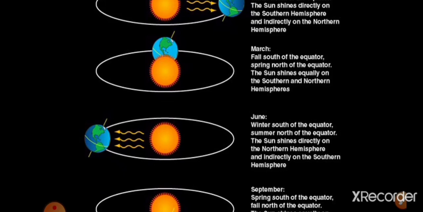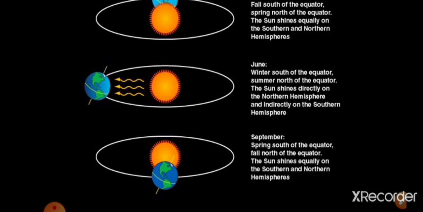So, the sun shines directly on the northern hemisphere and indirectly on the southern hemisphere. Okay, the last position, during the month of September, we have the spring season. That means south of the equator they have the spring season, and north of the equator, yes, it is autumn.